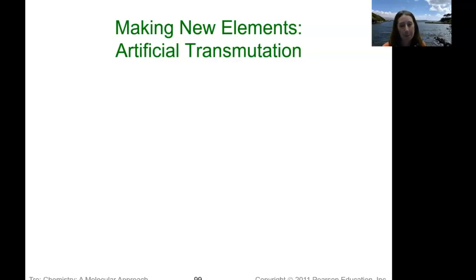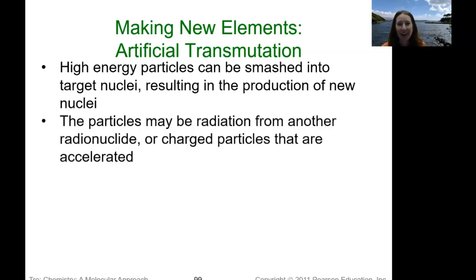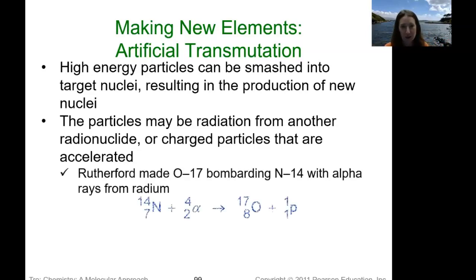And what this is, is making new elements. What we do with artificial transmutation is we take high energy particles and we smash them into each other to make new nuclei. Literally, that's what they do. They make them go so fast and then they just smash them into each other. The particles could be moving, or they could have a particle hitting a stable particle. And it might be from another radionuclide or a charged particle that's accelerated, all sorts of different things.